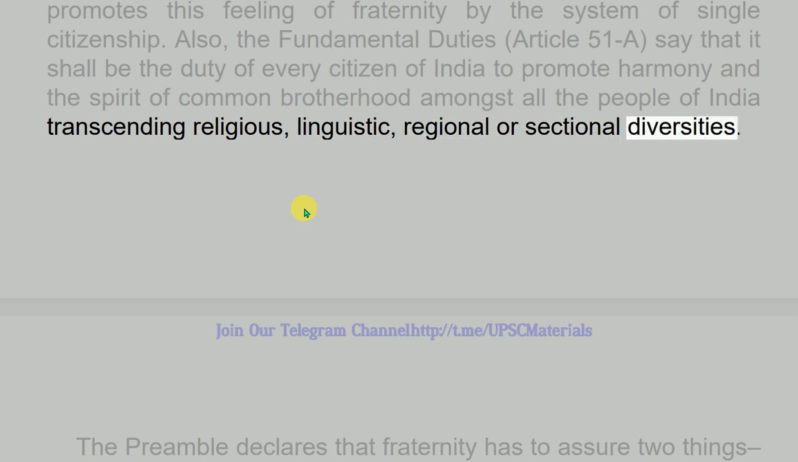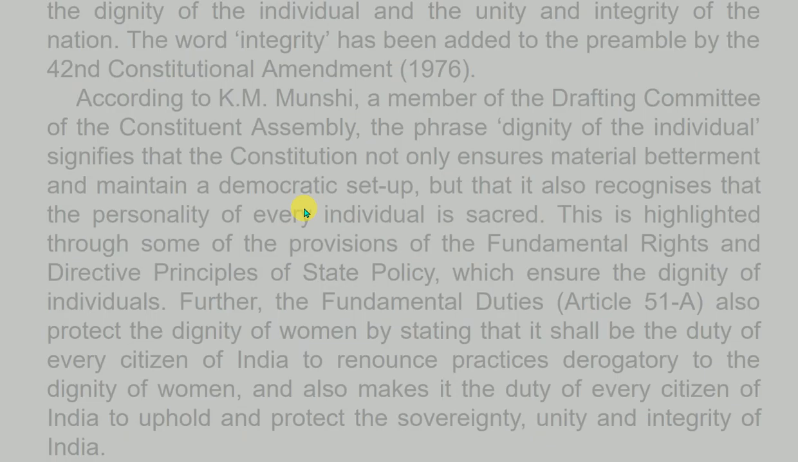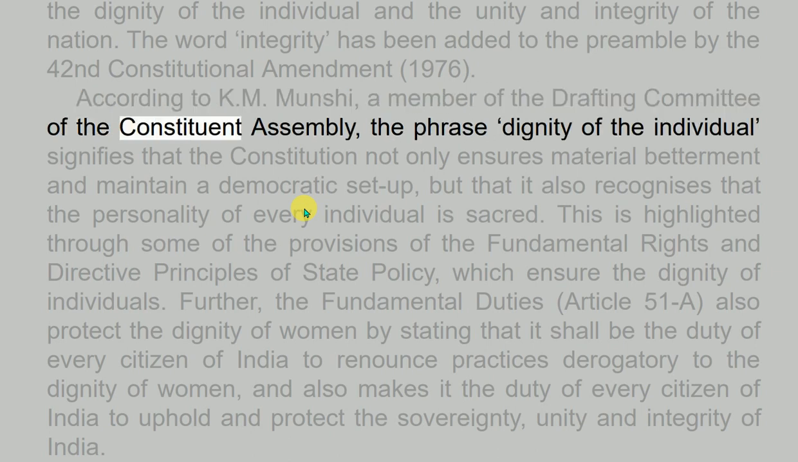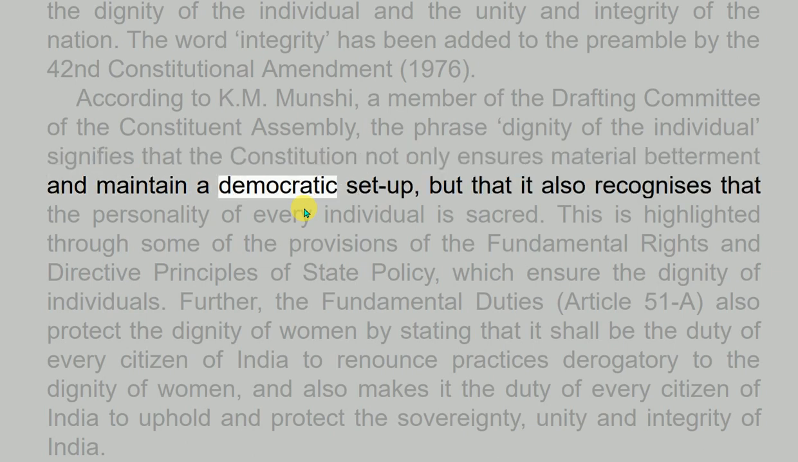The preamble declares that fraternity has to assure two things: the dignity of the individual and the unity and integrity of the nation. The word integrity has been added to the preamble by the 42nd Constitutional Amendment, 1976. According to K. M. Munshi, a member of the drafting committee of the Constituent Assembly, the phrase dignity of the individual signifies that the Constitution not only ensures material betterment and maintains a democratic setup, but that it also recognizes that the personality of every individual is sacred.